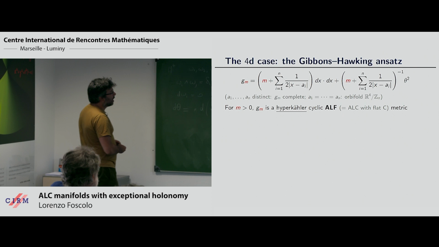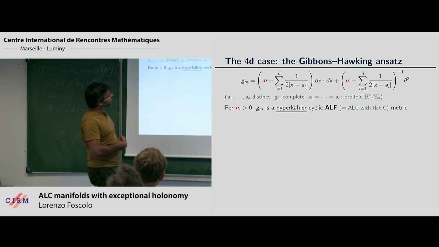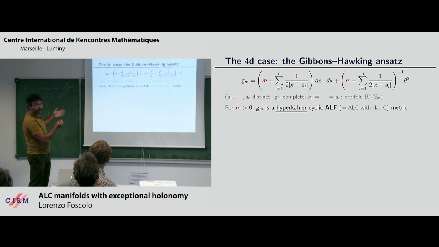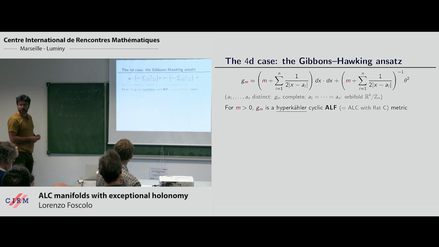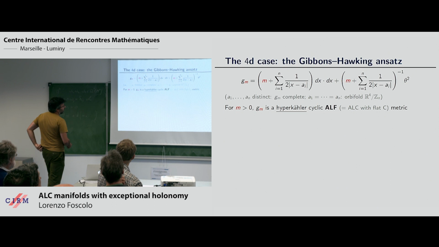If we take m strictly positive, then we clearly have some ALC geometry, where the tangent cone at infinity is R3. So the circle fibers at infinity have length 2 pi over square root of m. Okay, that's good. So this gives essentially all ALF hyperkähler metrics of cyclic type.